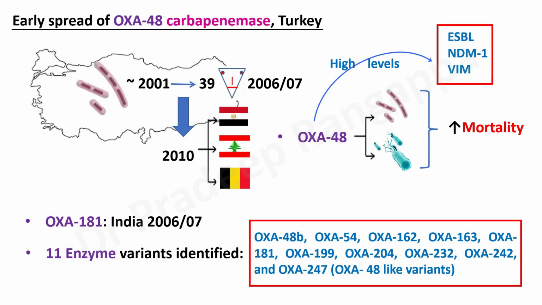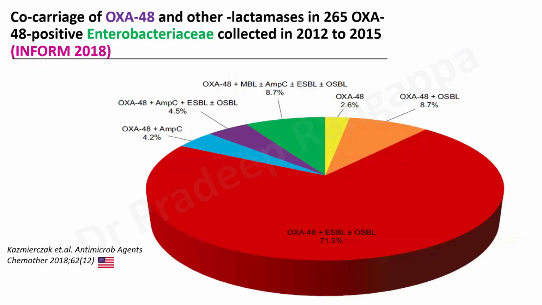I'm sure many of you have heard of NDM, New Delhi metallo-beta-lactamases, VIM and ESBL. So there is a concomitant production of OXA48 with these other genes which induce resistance in an organism.